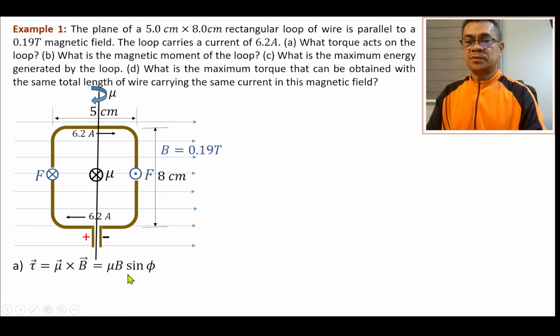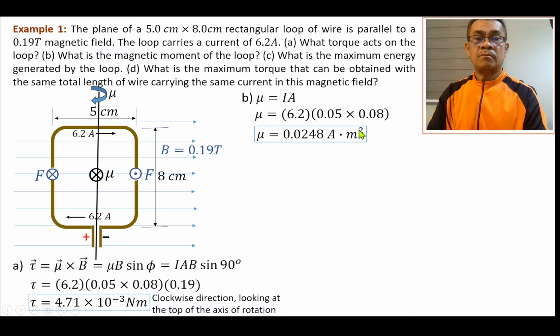Then letter B, what is the magnetic dipole moment? Actually, we already answered it here. I times A. So it should be 6 times the area, and the answer is 0.0248 meter squared. Then, letter B, you are asked to solve for the energy.